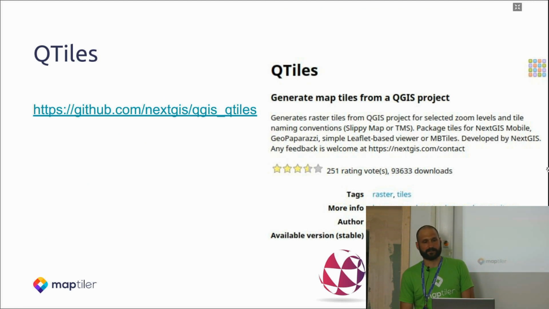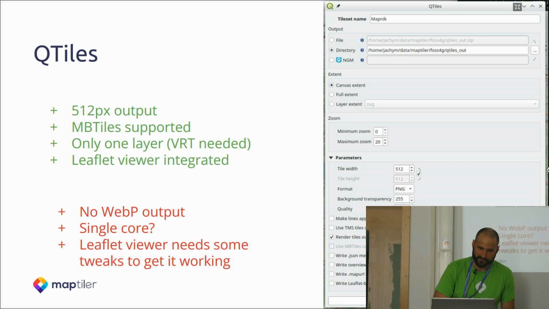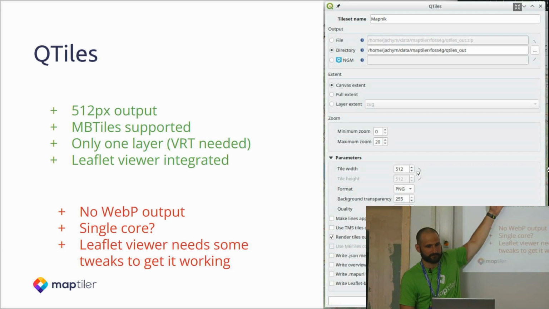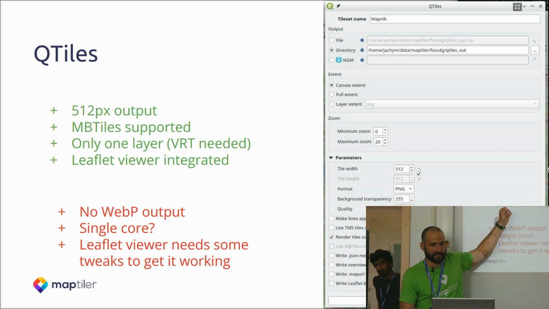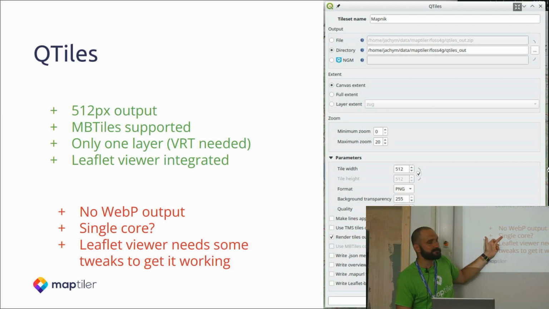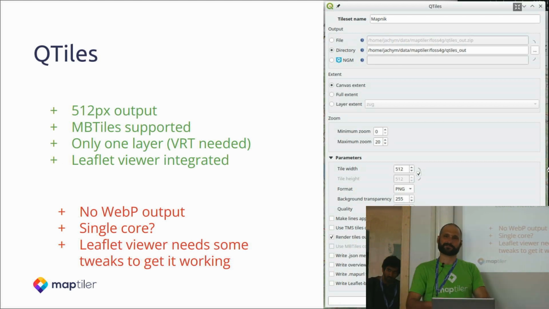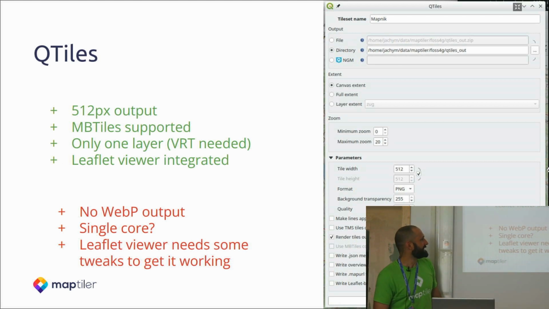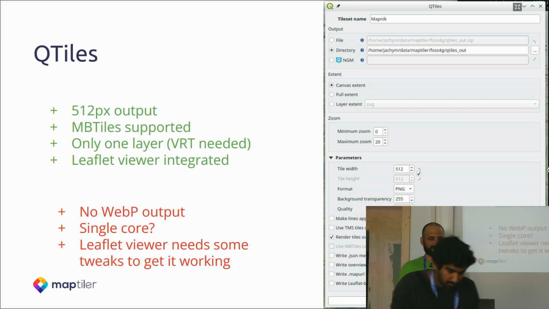QTiles is a plugin you can install. I have tested it. It claims to support basically almost everything I need, except for WebP here, and it seems to be running on single core as well, which is unfortunate if you want to process big piles of raster data. And the viewer didn't really work.